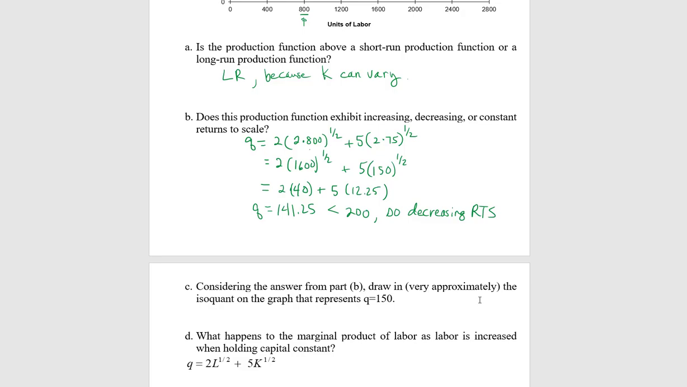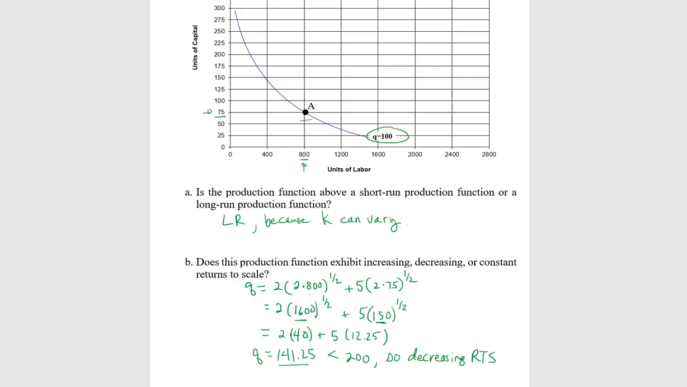We doubled the inputs. We went to 1,600 units of labor and 150 units of capital, and we got 141 units of output. To be able to get to 150, we would need to be out beyond that number of units of labor and capital. So I put very approximate in here because I'm really just trying to get you to understand the concept of increasing, decreasing, and constant returns to scale. So I'm going to put that point on the graph just for the sake of reference. 1,600 units of labor and 150 units of capital was our double point. At that double point, we know the quantity was 141.